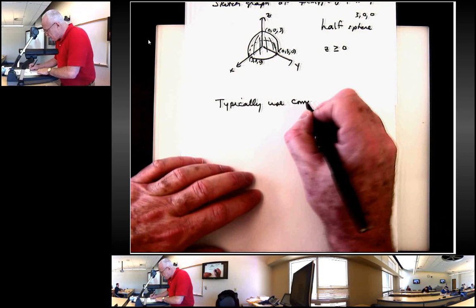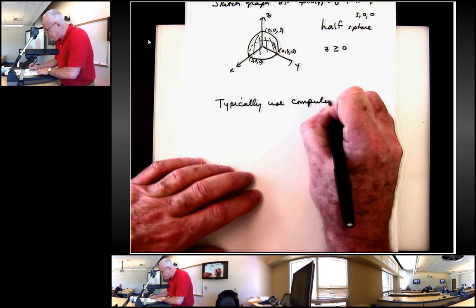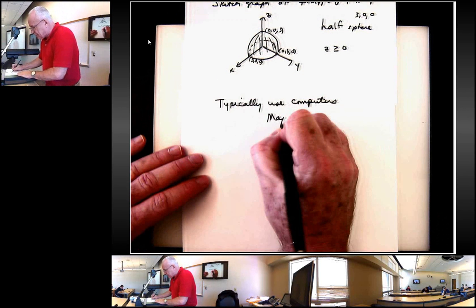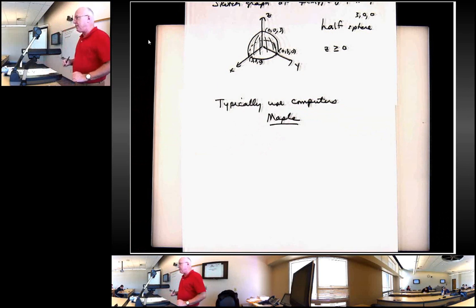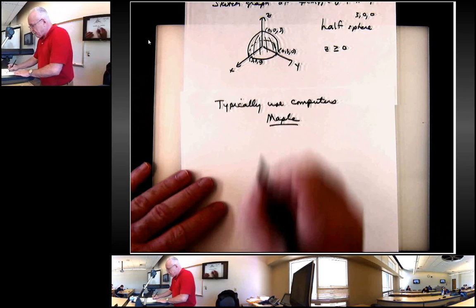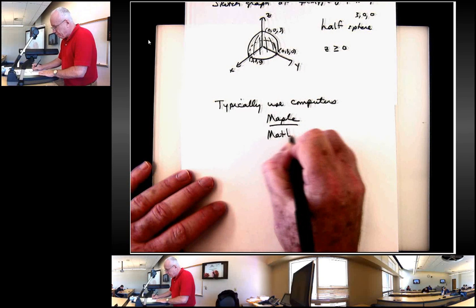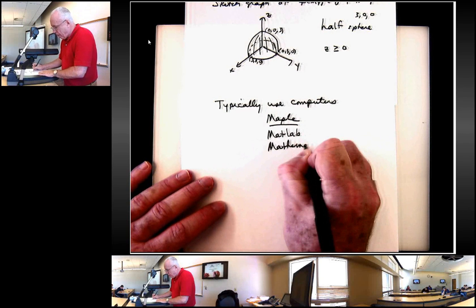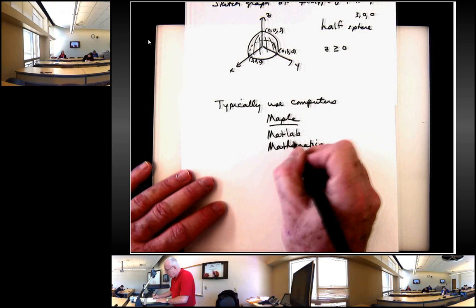Okay, so typically we use computers, and so I like Maple. That's what I used when I did my dissertation. I'm real familiar with Maple. There's MATLAB. There's Mathematica. Are we going to have to graph on computers?